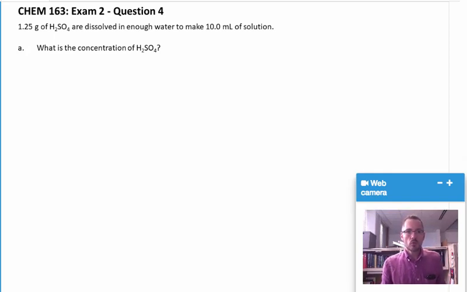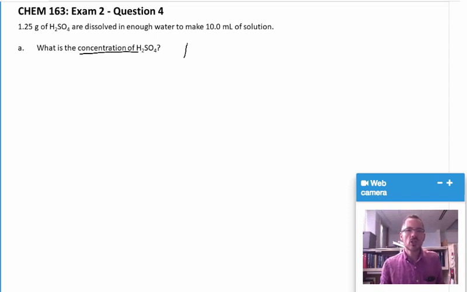So for this problem, we'll be looking specifically at information on sulfuric acid, H2SO4, if we had a specific mass and we were dissolving it to make a specific volume of solution. And the first question here wants us to determine what the concentration of our sulfuric acid is.